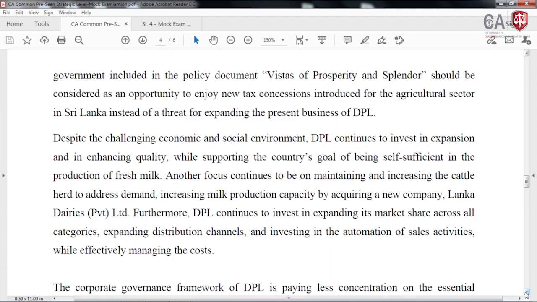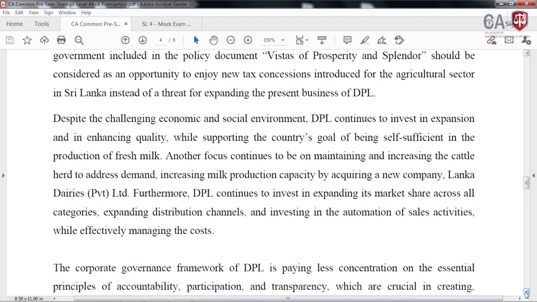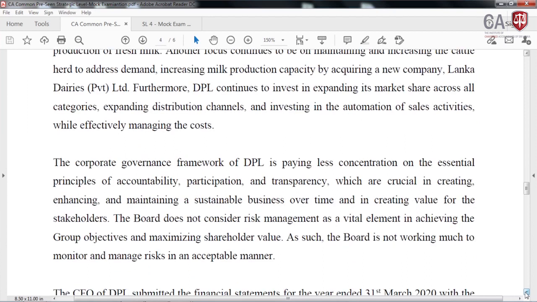And they are trying to expand their business by acquiring a new company, Lanka Dairies Private Limited. Furthermore, DPL continues to invest in expanding its market share across all categories, expanding distribution channels and investing in the automation of sales activities while effectively managing the cost. They expand distribution channels and they invest money in automation of sales activities while effectively managing the cost.